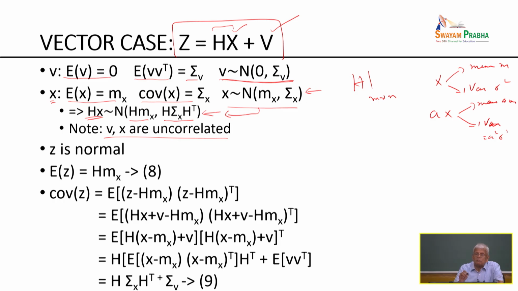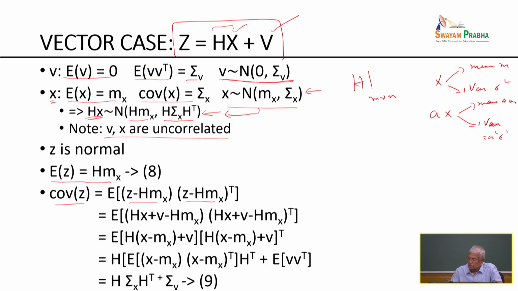For a Gaussian sum, the mean is the sum of the means. The variance is the sum of the variances. The mean of V is 0, therefore the mean of Z is H of Mx. The covariance of Z is the expected value of Z minus H of Mx times Z minus H of Mx transpose.